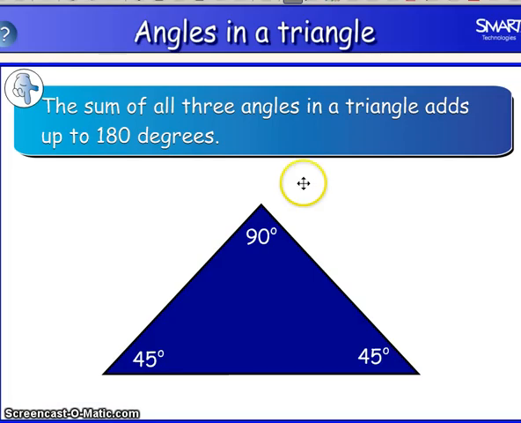One thing you need to know about triangles is that all of the angles inside the triangle will add up to equal 180 degrees. No matter whether it's an acute, a right, an obtuse, no matter what type of triangle it is, all 3 of the angles are going to add up to equal 180 degrees.